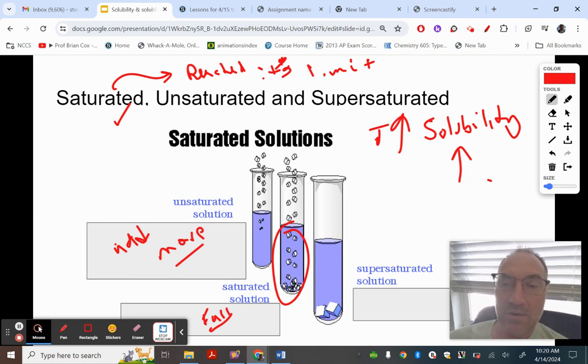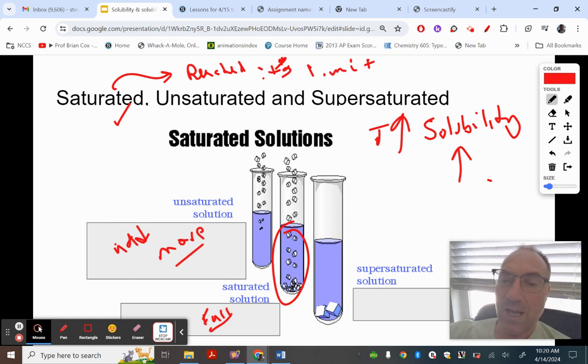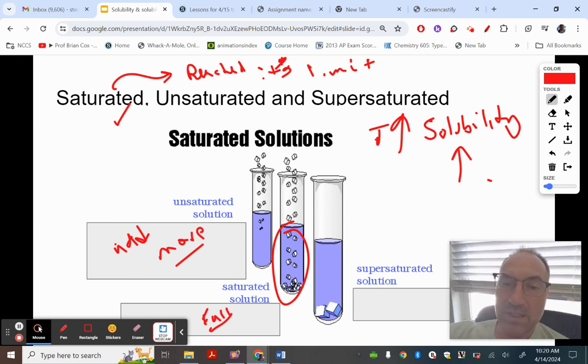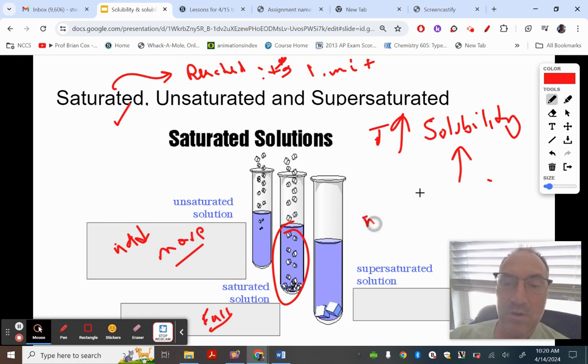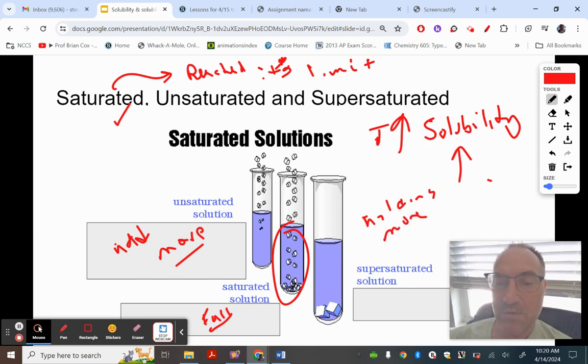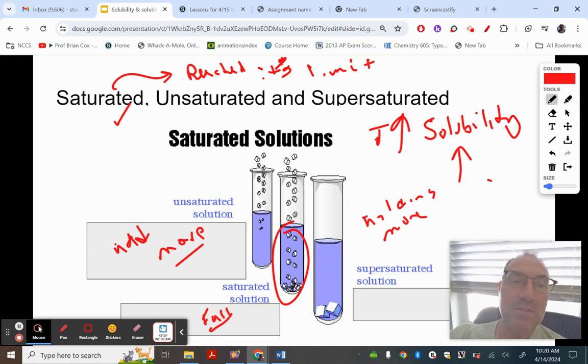You add these when you heat stuff up really, really hot, and then you cool it down slowly, and it's actually holding more than it should. So this is holding more, and what happens is it's really unstable. Like you shake it and it all falls out, and so crystals will form if disturbed. So keep in mind it's this way.